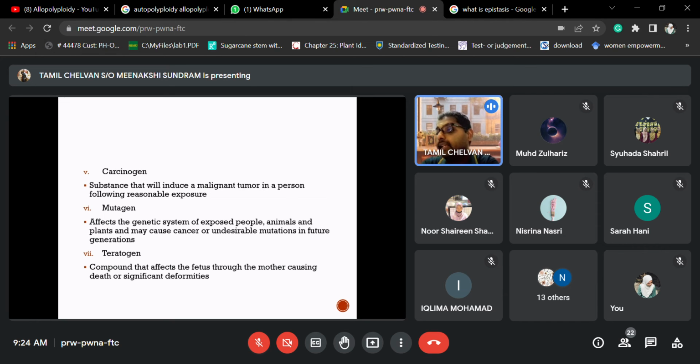Mutagen affects the genetic system. It causes mutation. It affects the genetic system of exposed people, animals, and plants, and may cause cancer or undesirable mutation in future generations, like the nuclear bombing of Hiroshima and Nagasaki. The nuclear bombs caused mutation in the people, and then it affects the X chromosome, Y chromosome, the next generation. This causes a lot of issues.